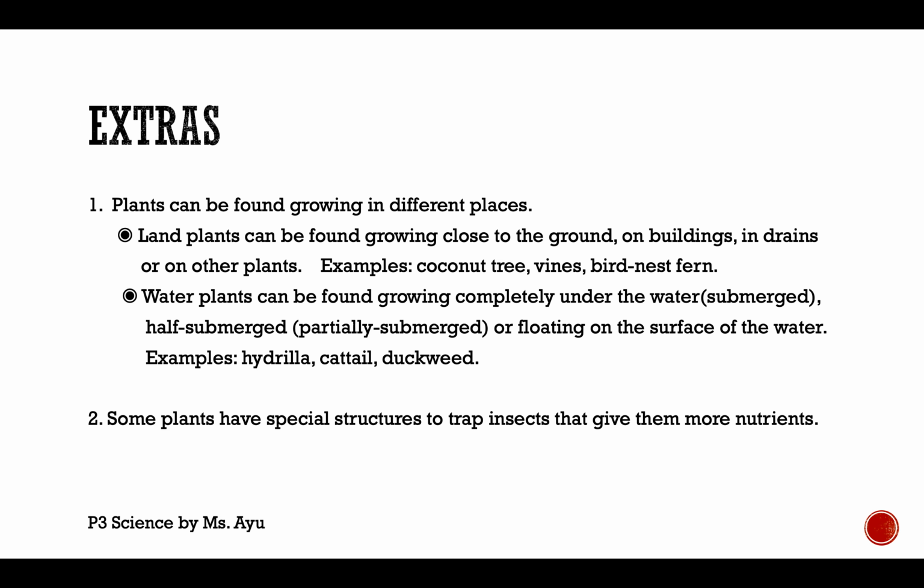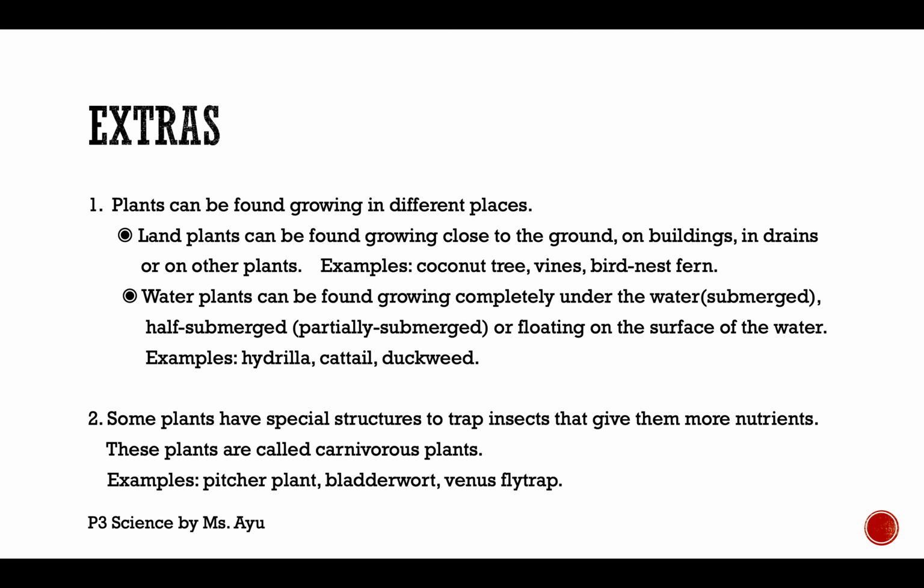Number 2, some plants have special structures to trap insects that give them more nutrients. These plants are called carnivorous plants. For examples, pitcher plant, bladderwort, and Venus flytrap.